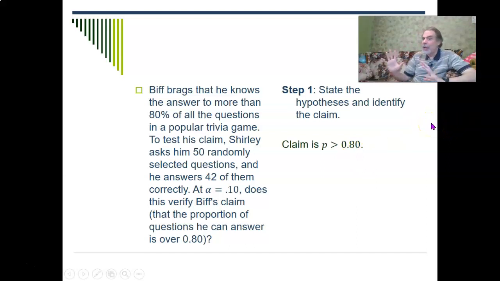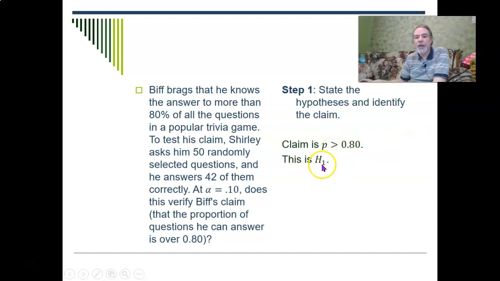Would that be the null hypothesis or the alternative hypothesis? It's got not an equal sign, but a greater than sign, so that makes it the alternative hypothesis. So then what would the null hypothesis be? Well, it would be that same thing, but with an equal sign. So the null hypothesis is that p is equal to 0.80. So it's not more than 80%.